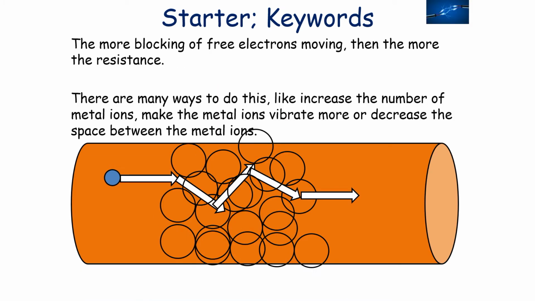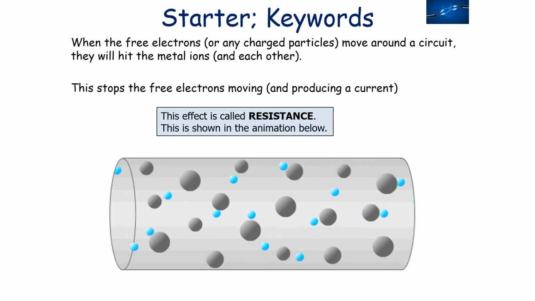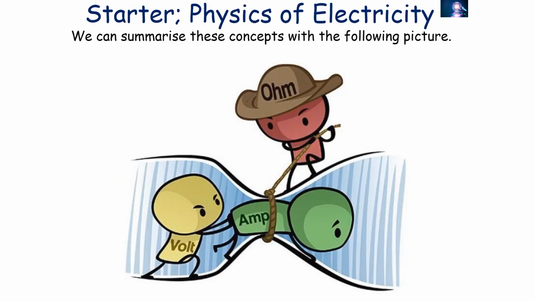The more the blocking of the free electrons moving, the more the resistance. There are many ways to do this, like increase the number of metal ions, make the metal ions vibrate more, or decrease the space between the metal ions. So when the free electrons hit those metal ions, they'll reduce their speed, and that is what's going on with resistance. So you can summarize these concepts with the following picture.